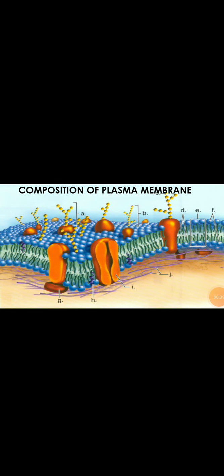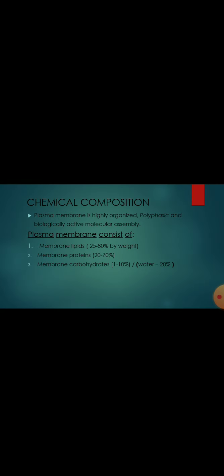Hello everyone. Today we are discussing the composition of the plasma membrane. First we are studying the chemical composition. The plasma membrane is a highly organized, polyphasic and biologically active molecular assembly. It is formed mainly of membrane lipids, membrane proteins and membrane carbohydrates.